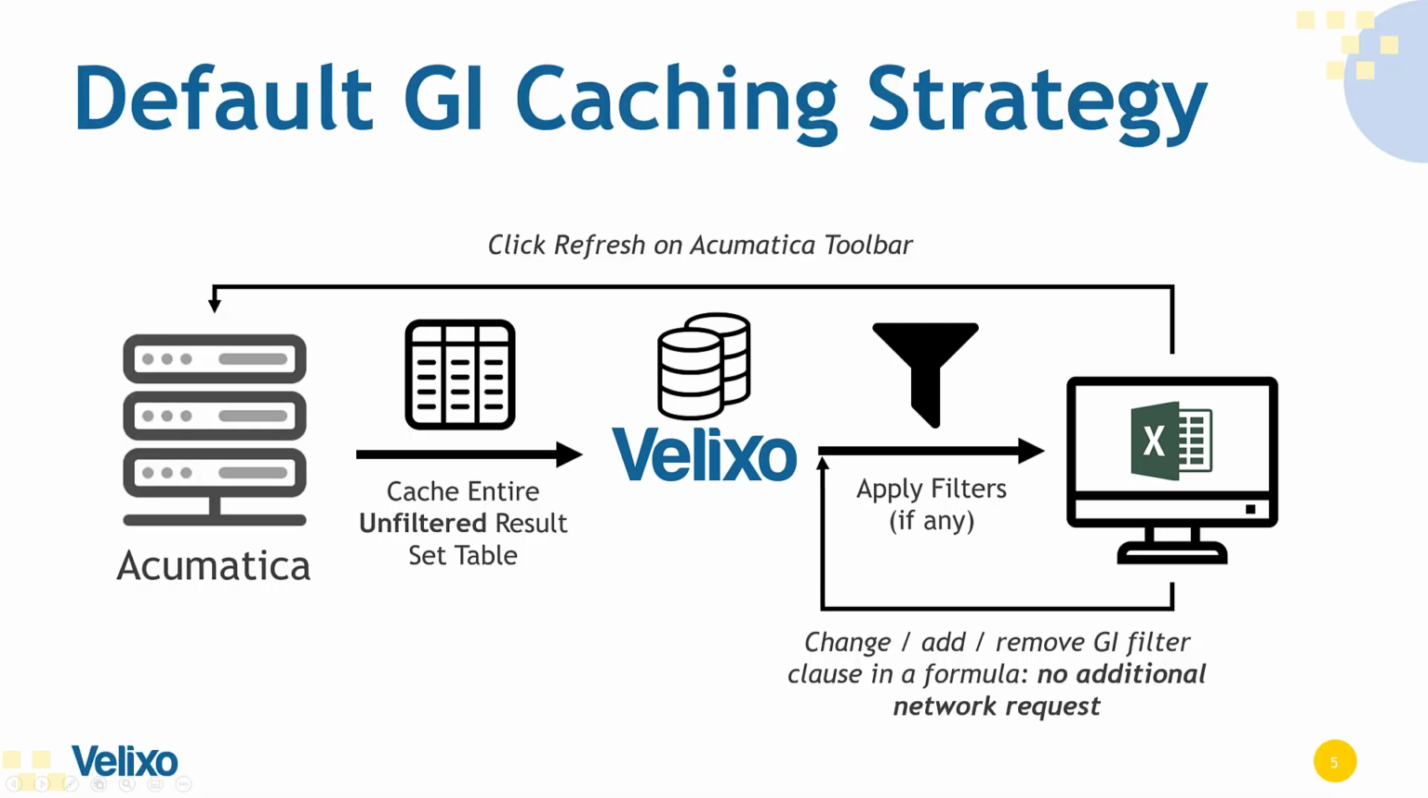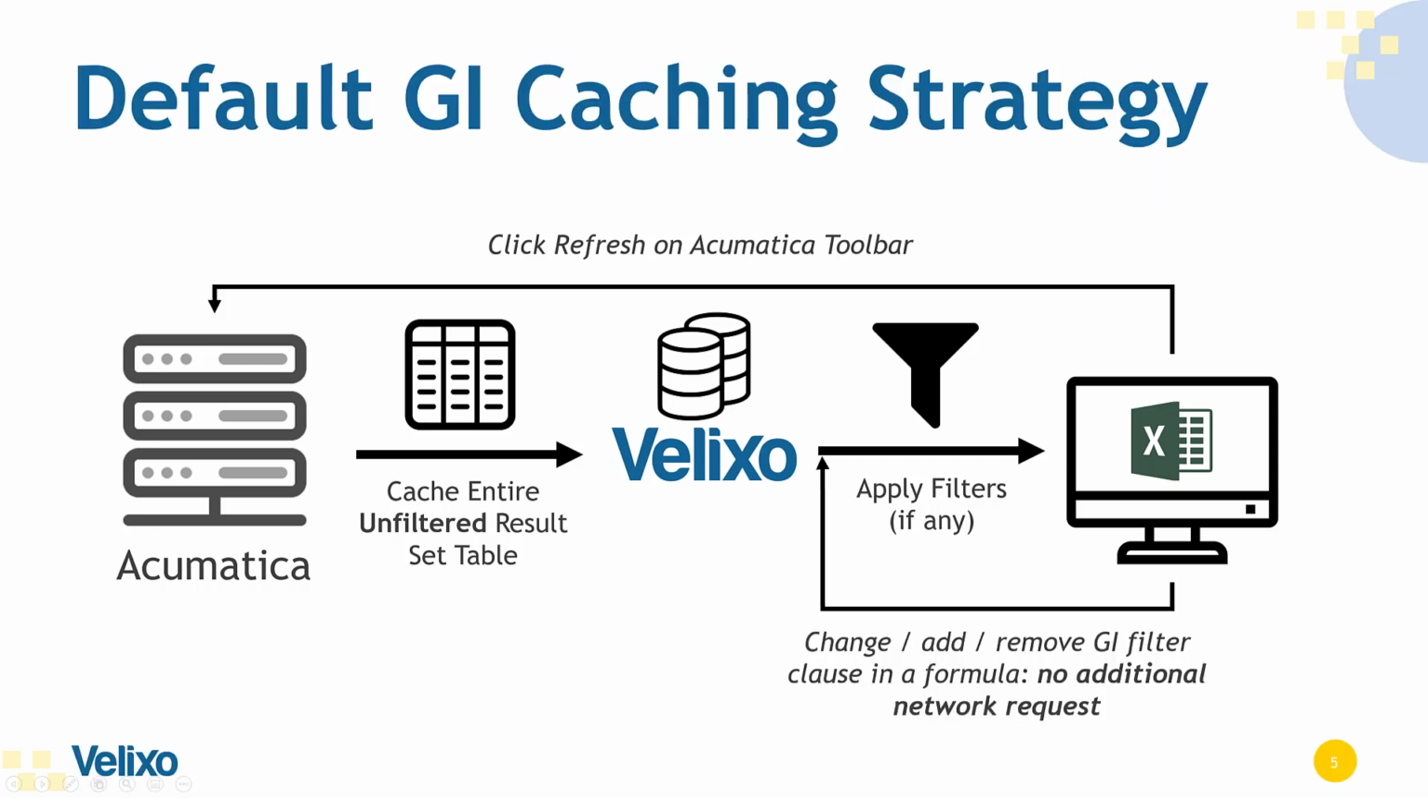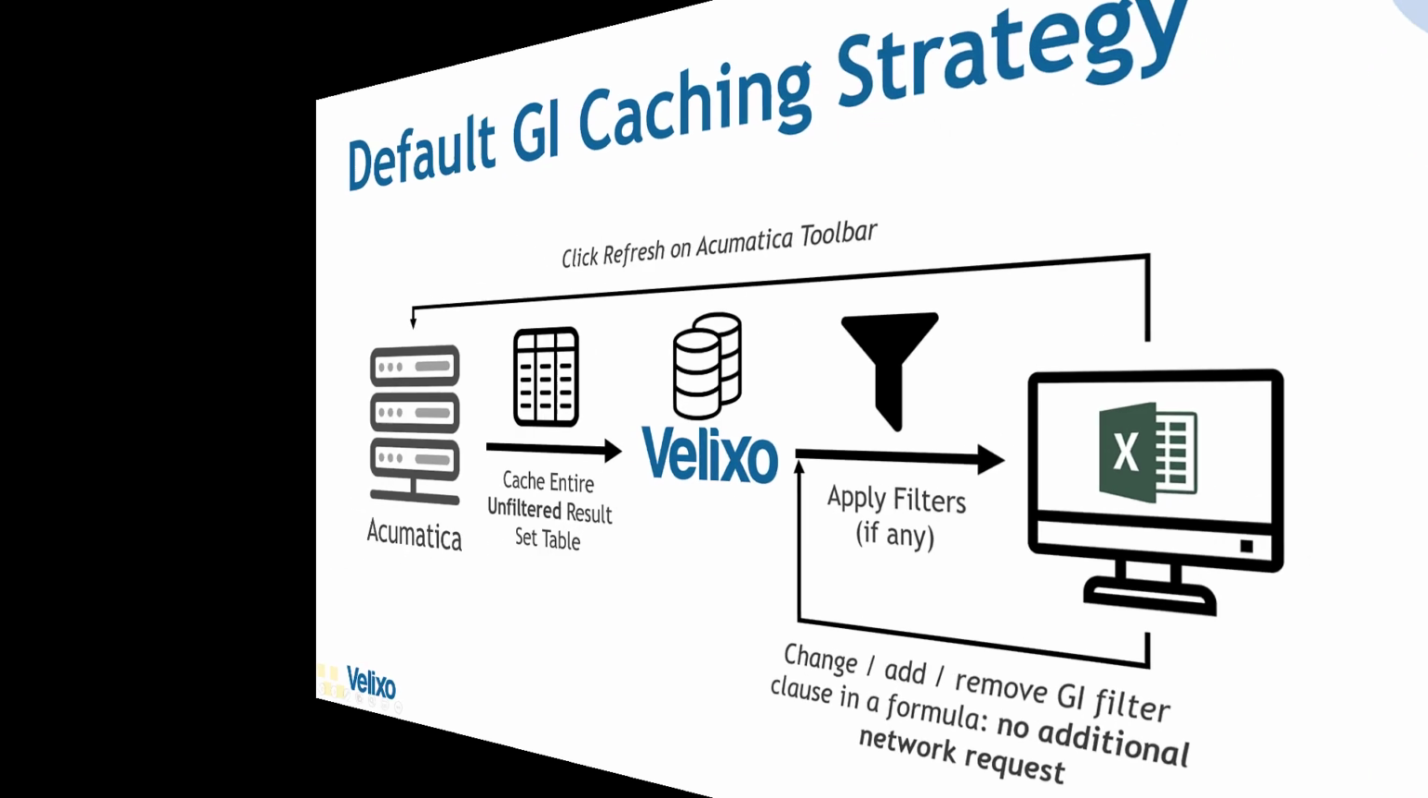This means that if you change, add, or remove the filter clause in the formula afterwards, the update will be more or less instantaneous, because the full unfiltered result set is already cached on your computer. On the other hand, when you press refresh on the Acumatica toolbar, Velixo will, by default, reload the whole inquiry dataset from the ERP instance, thus accounting for any new rows that might have appeared since the last refresh.